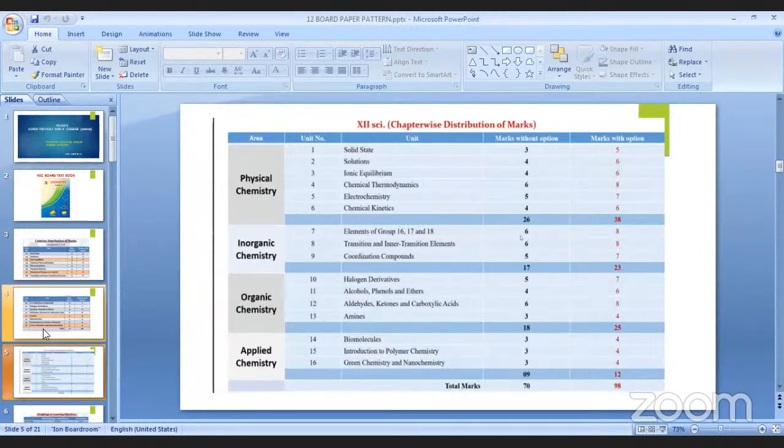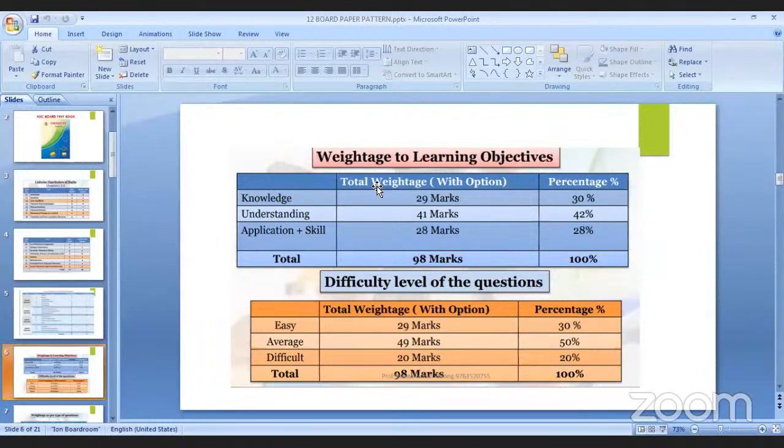Now let's move to the next slide. Weightage to learning objectives. Actually, the paper is set in such a way that certain weightage is given to each objective. Knowledge-based questions, meaning what? Writing a unit, writing a formula, writing a correct definition. These are knowledge-based, where you have to write as it is. There are 29 marks mostly, out of 98 marks with the option, for knowledge.